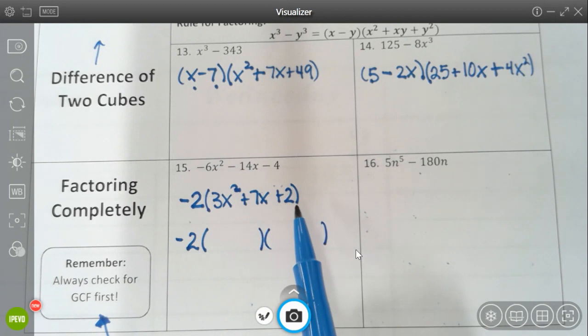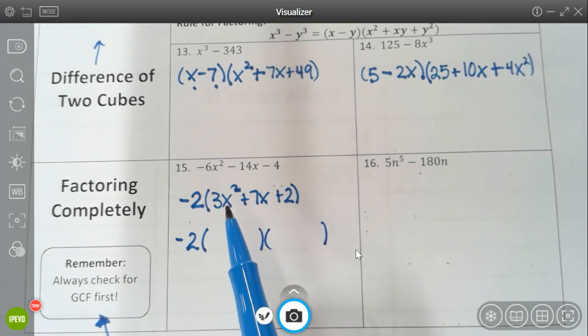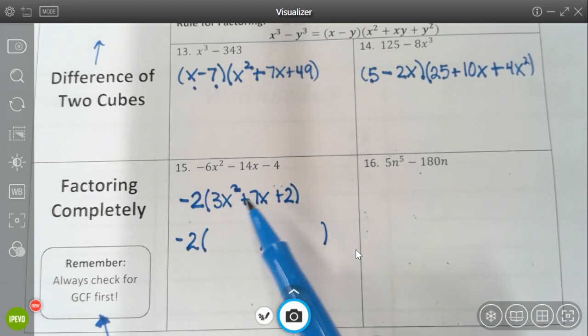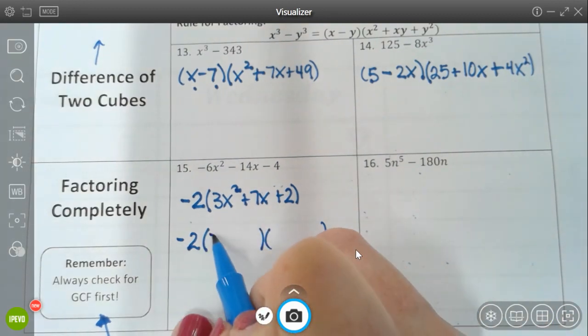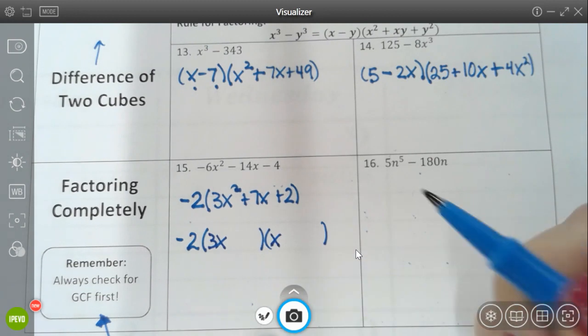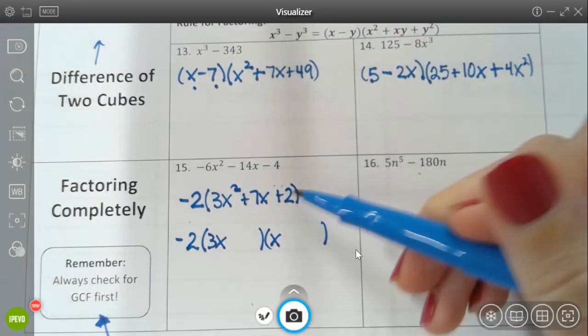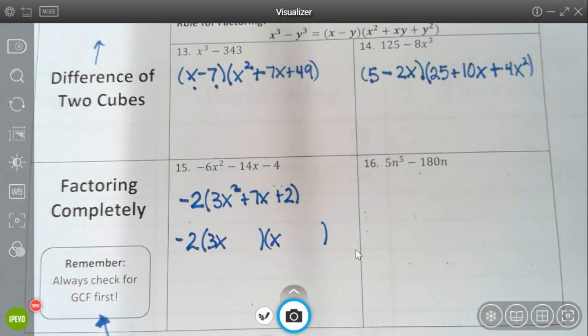So I have a quadratic. So I want to see if I can factor this. Now I could do grouping, but I'm just going to do guess and check. Because 3x squared can only be created by taking 3x times x. So looking at that first term, I don't have a lot of options. And same thing with 2. I can really only make 2 by multiplying 1 times 2 or 2 times 1.